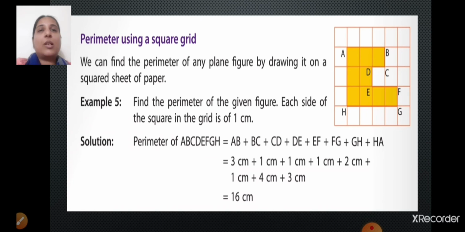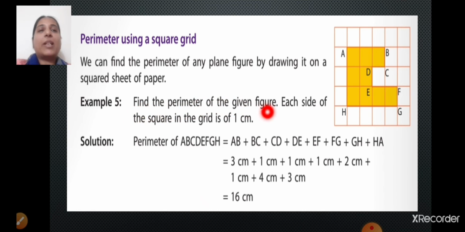Okay. Now we'll see one more example of how to find the perimeter using a square grid. You can see one square grid here, and there is one shape inside it. So we have to find the perimeter of this shaded area. How will we find it? We can find the perimeter of any plane figure by drawing it on a squared sheet of paper. So let's see one example here.